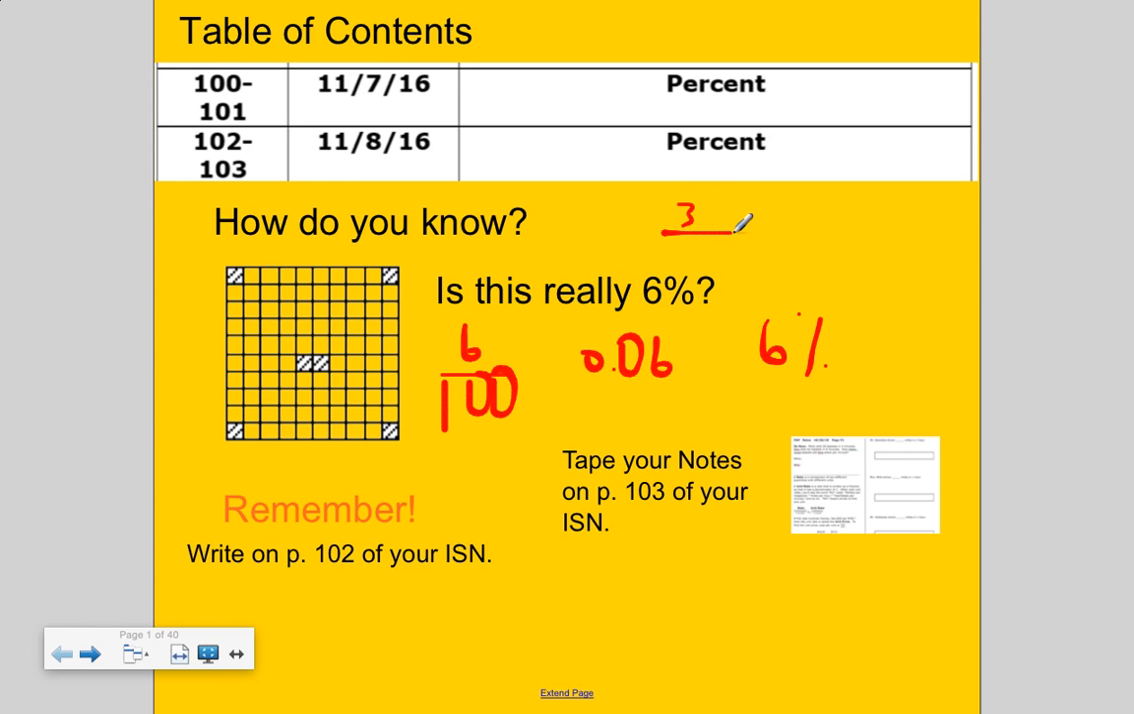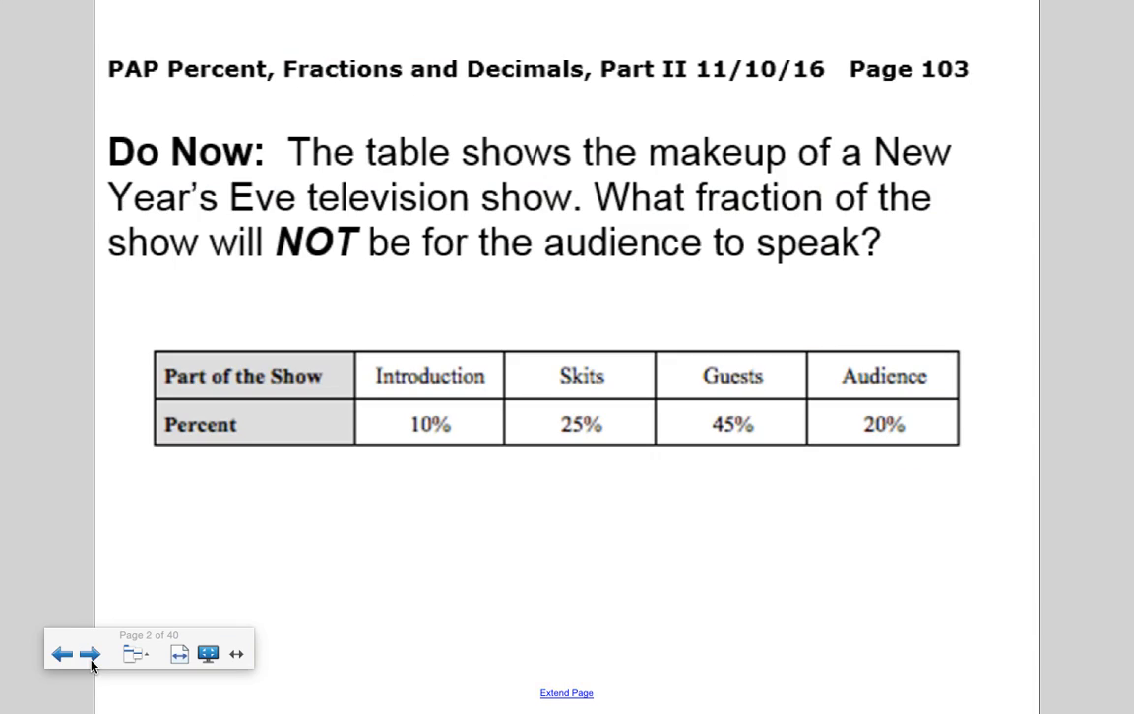What happens if you had simplified 6/100 to 3/50th? Can you return this back into a percent? Again, a percent means anything per 100. So how can you build 3/50th back to 100? I multiply by the scale factor of 2 and I get 6/100 or 6%.